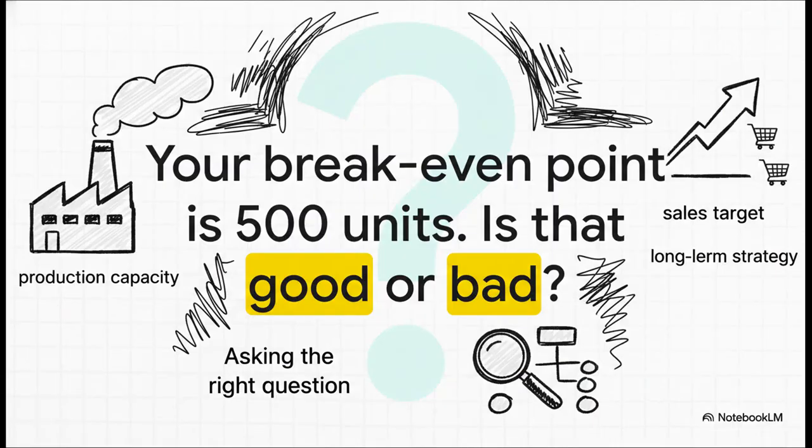So I'll leave you with this final thought exercise. Imagine you complete an analysis and your break-even point is 500 units a month. My question to you is, is that good or bad? And the only correct answer, of course, is it depends. It depends on the context.